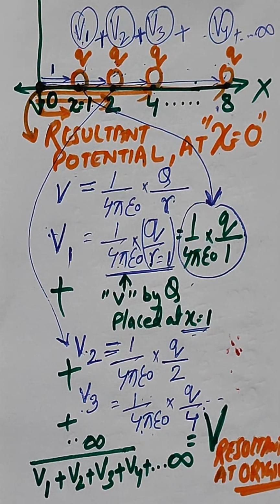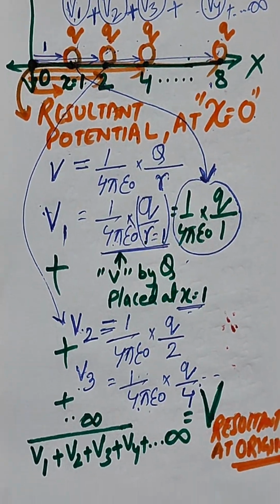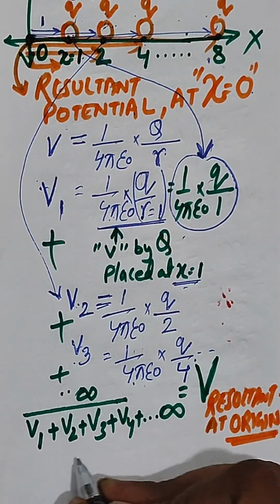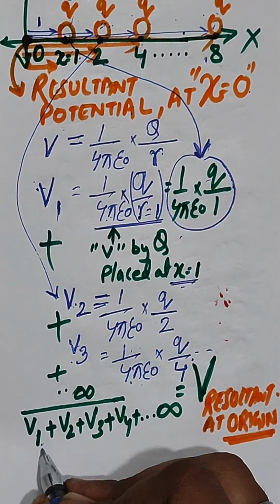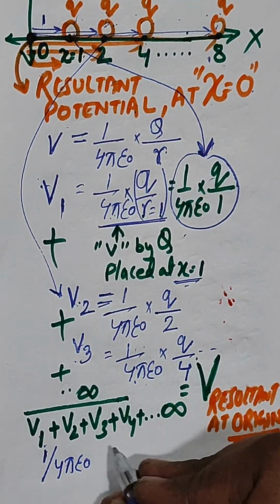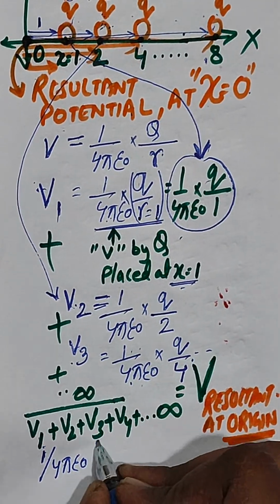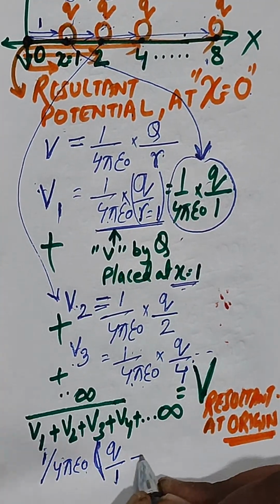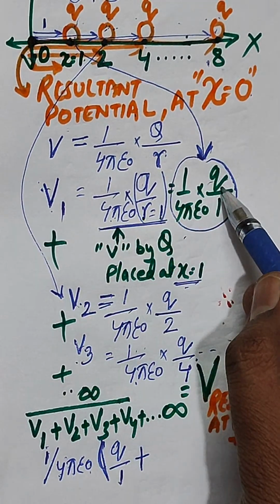So my dear friends, you just add all V1, V2, V3 and you will get the V resultant. So you can see now the total values in the RHS. Let me write V1. The value of V1 is, you can see, 1 by 4 pi epsilon 0 can be taken as common, right? And for the first it will be q by 1. So when it is taken common, q by 1 will be there in the bracket. That is the value of V1. This is for V1 I have written, okay?